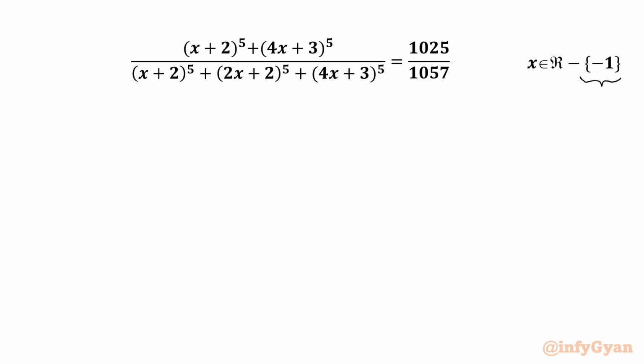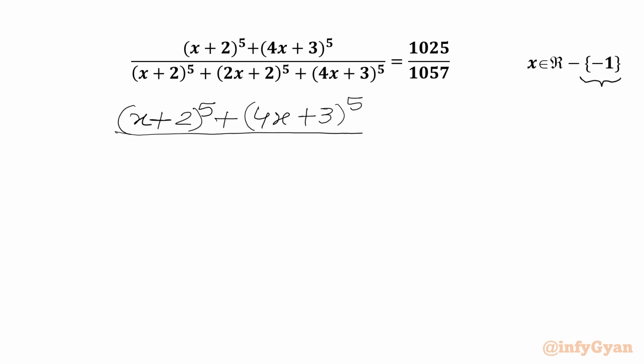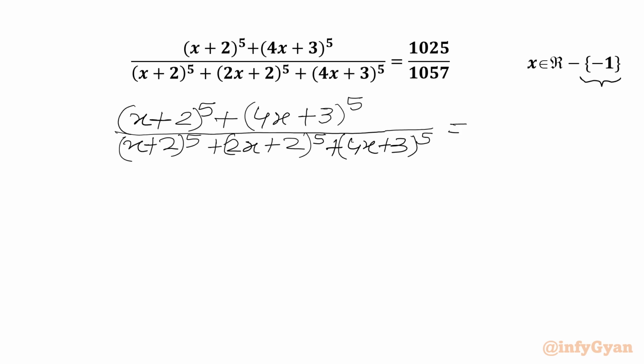Let's get started. I will write LHS as (x plus 2) whole power 5 plus (4x plus 3) whole power 5 over (x plus 2) whole power 5 plus (2x plus 2) whole power 5 plus (4x plus 3) whole power 5. And we will write our RHS as 1025 divided by 1057.